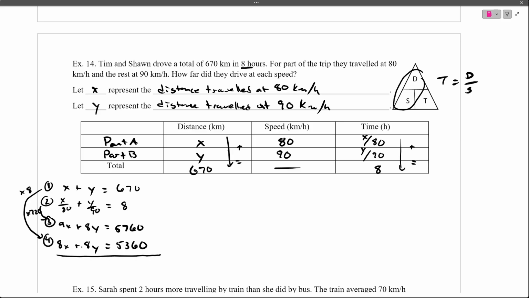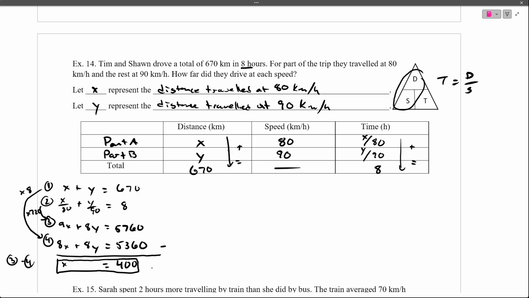Okay, we can do this work. We have matching signs, so we need to subtract. So this is going to be 3 minus 4. Okay, so 9x minus 8x, that's just x. 8y minus 8y, it's gone. And over here we have 5,760 subtract 5,360, which just equals 400. Well, that's our solution. This is the simplest expression ever. So x is going to be equal to 400.